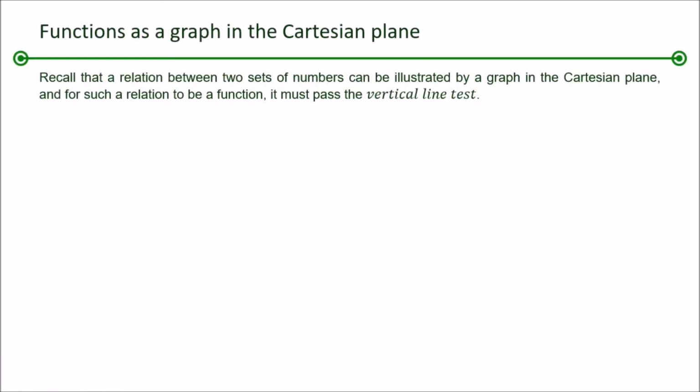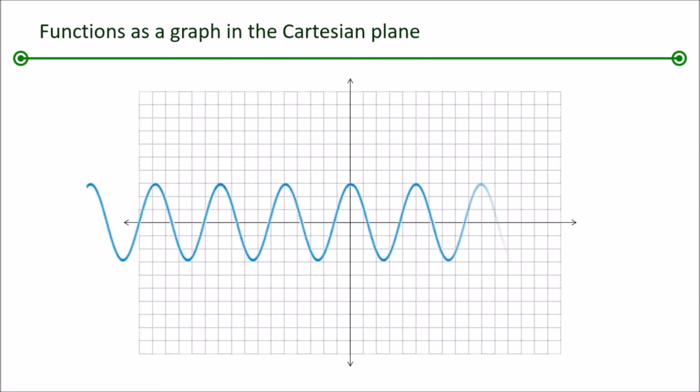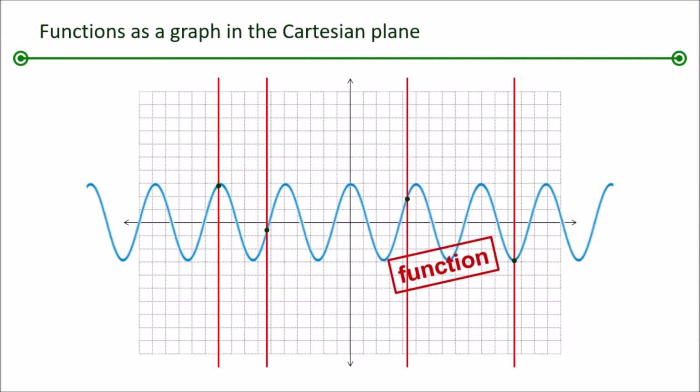Let's illustrate this idea using several graphs as examples. First, say we have this sine wave as a graph. Now the question is, is this a graph of a function? Using the vertical line test, by dropping several lines, we can see that each line intersects the graph at most once anywhere on the graph. Therefore, this graph is a graph of a function.